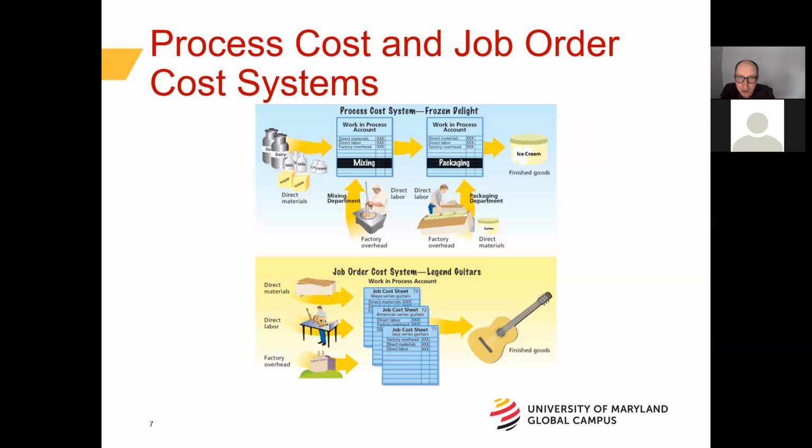And so if you think of it from the perspective of a physical flow of a product in an assembly line or in a process, we can see how cost continues to add to the total cost of a product as it moves through the process.